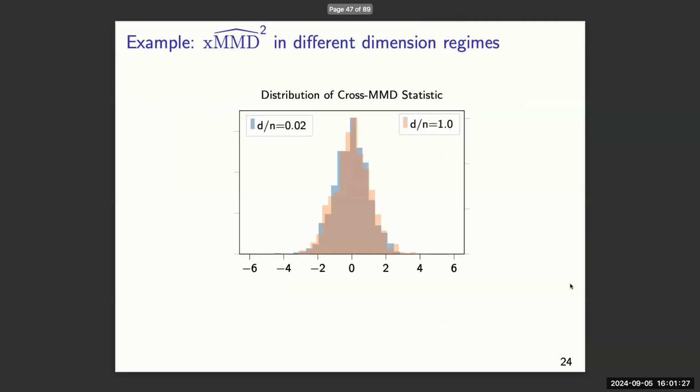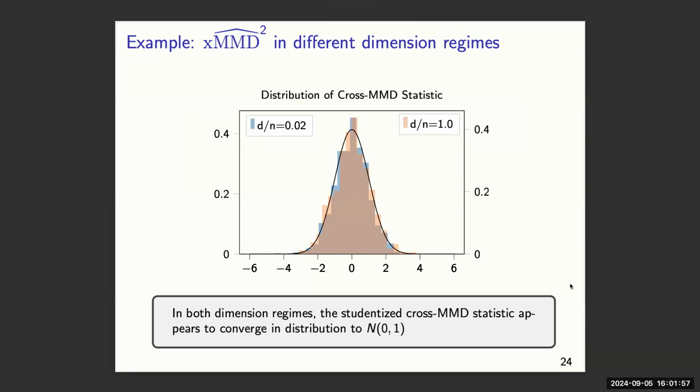So here's the plot of the empirical distributions of the statistic that we just proposed in the last slide for the Gaussian kernel in two different dimension regimes. I fixed n in both cases to 1000, the sample size is 1000. In one of them, the dimension is equal to 20, so that approximates the low dimensional regime. In the other, the dimension is equal to 1000, so that is the high dimensional regime. As you can see, both of them look a lot like the standard normal distribution. So in all these different dimension regimes, our statistic seems to converge in distribution to normal 0, 1.